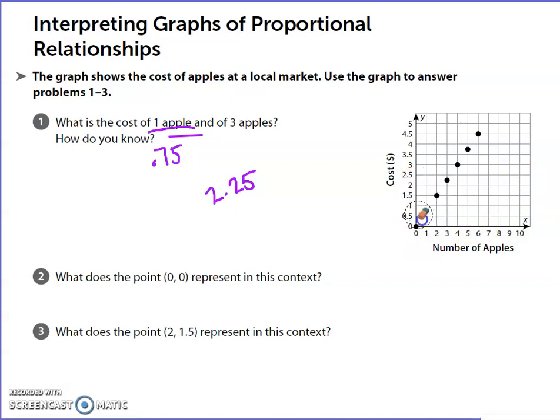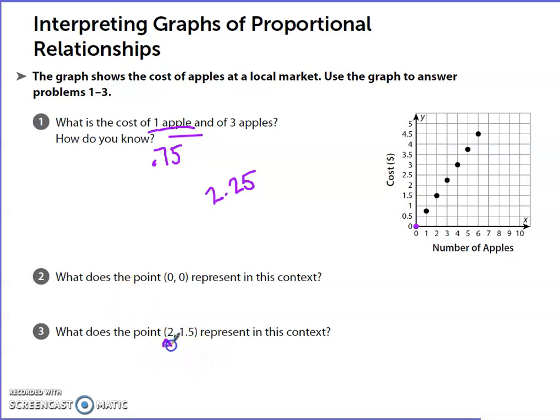Then it says, in the context of the problem, what does the point 0, 0 mean? 0, 0 is right here on the graph, and it means that if you don't buy any apples, you don't spend any money. Again, if you don't buy any apples, then it didn't cost you anything.